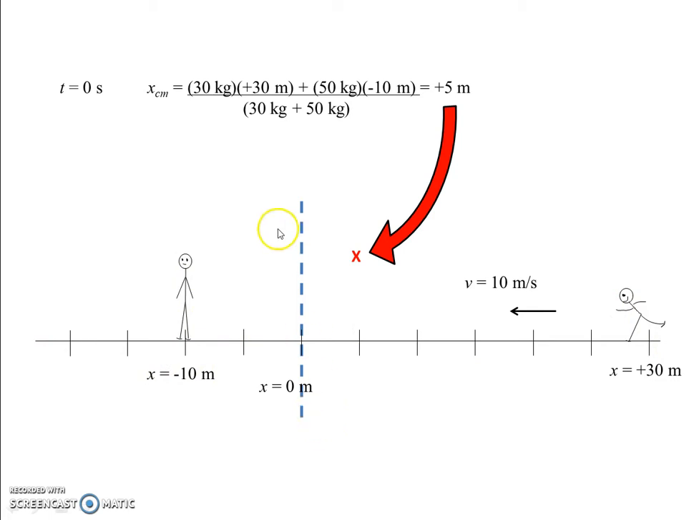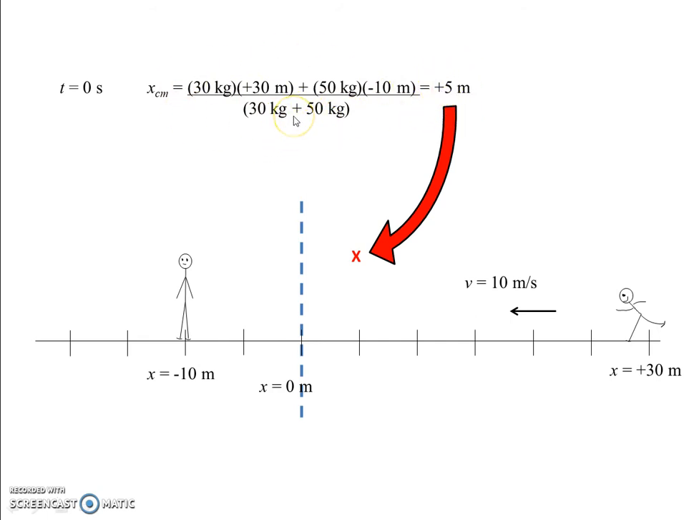And they're on a number line here. I just arbitrarily decided that this position here is the 0 position. And chaperone son starts at negative 10. And little brother starts 30 meters away, moving in at 10 meters per second. So if this is our 0 position for just our arbitrary number line, everything's measured away from that, and we calculate the center of mass position. Here is little brother, 30 kilograms at 30 meters, plus chaperone son, 50 kilograms at negative 10, divided by the total mass of 80 kilograms.